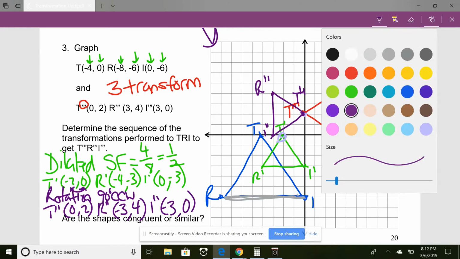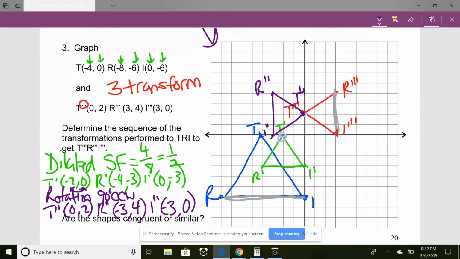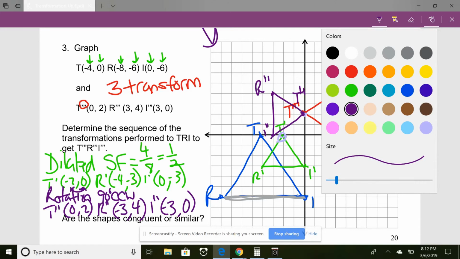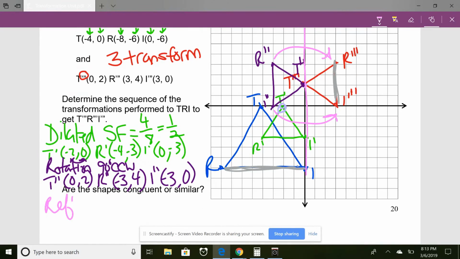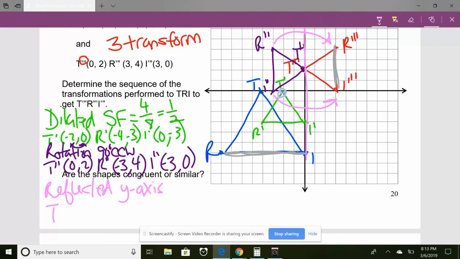So in order to get our triple prime, we take a look, and it looks like a mirror image of the other. The purple triangle is a mirror image of the red triangle. And so we are reflecting it over the, what color am I going to use? Let's use pink. I'm going to reflect it over the y-axis. That's the y-axis. So my R double prime and my R triple prime are both being reflected over the y-axis.